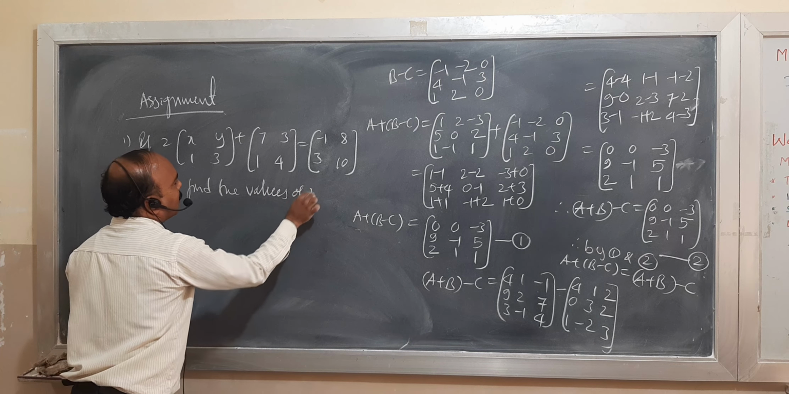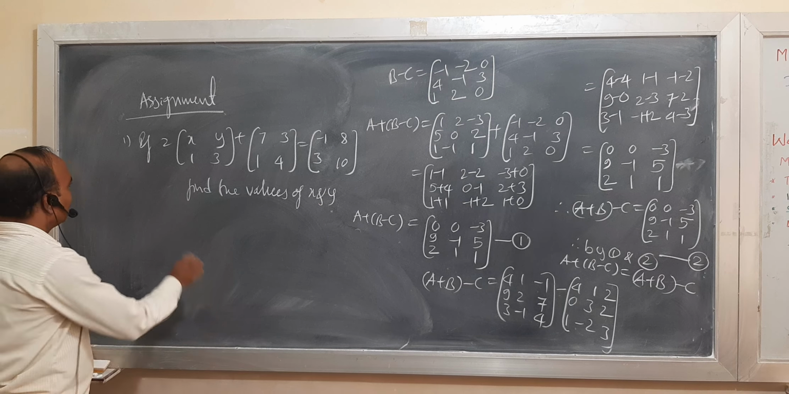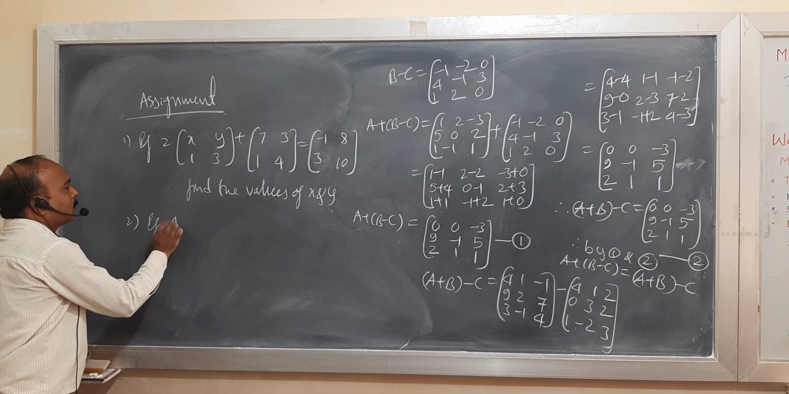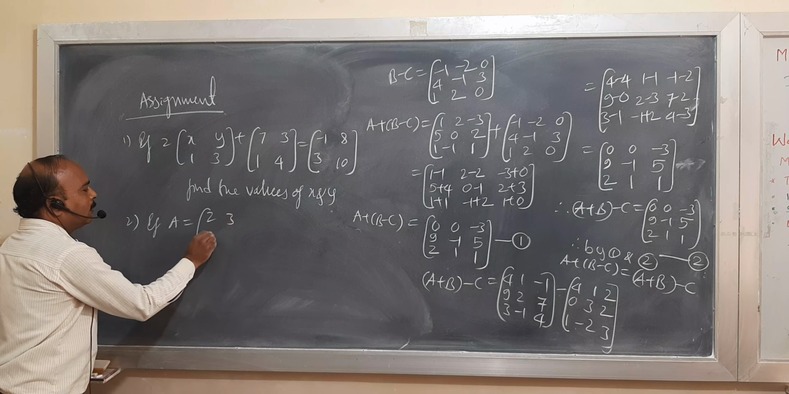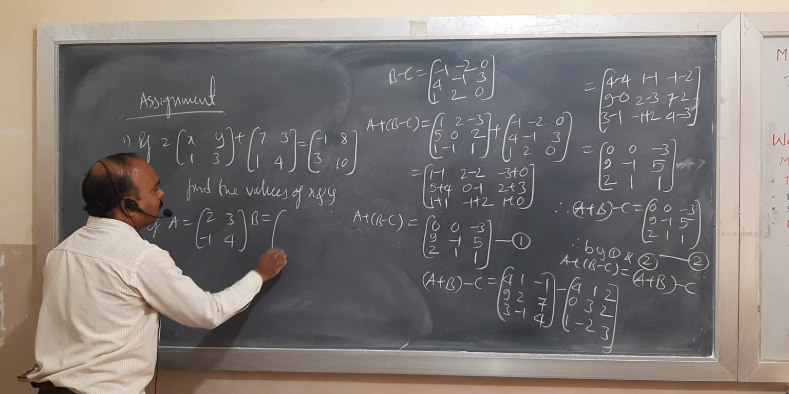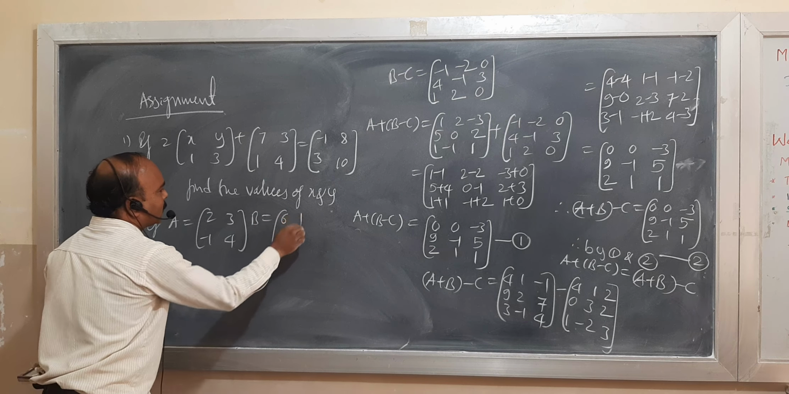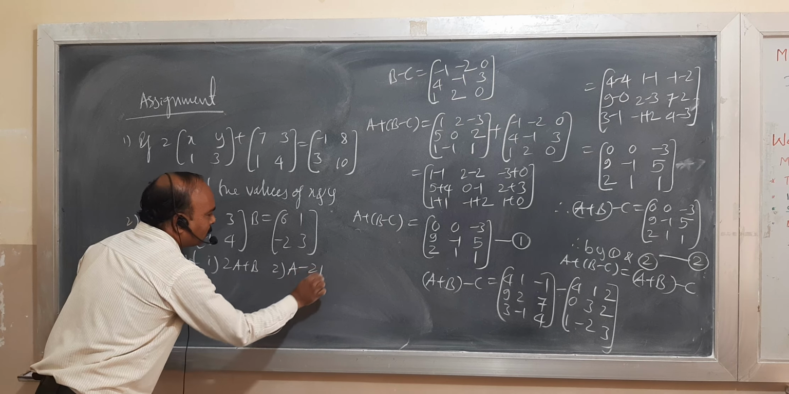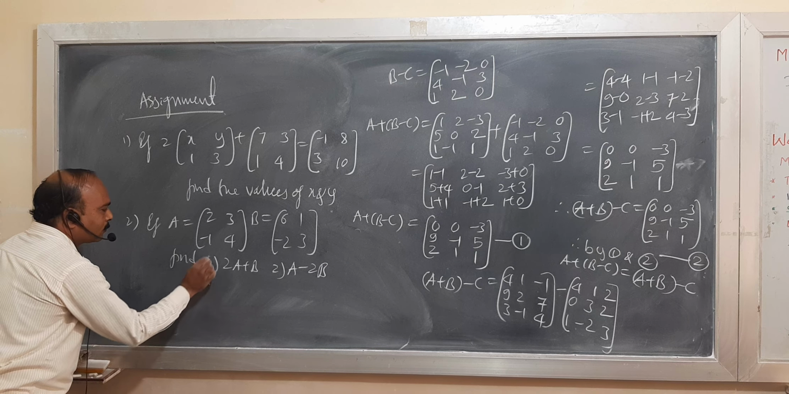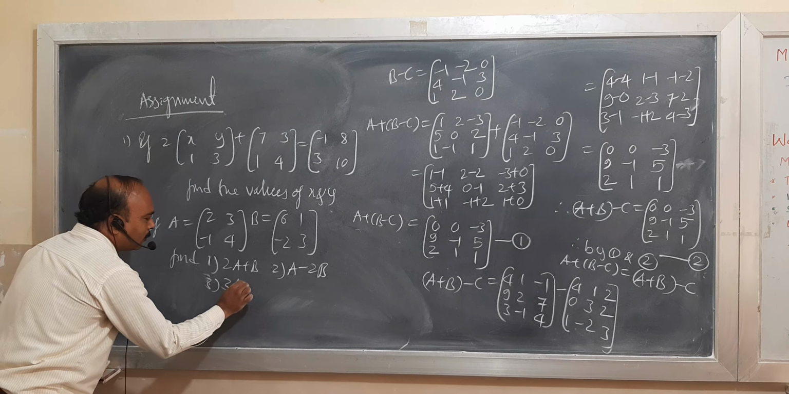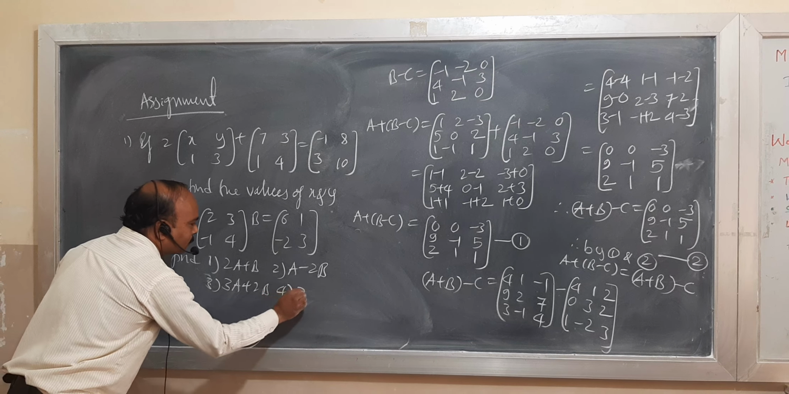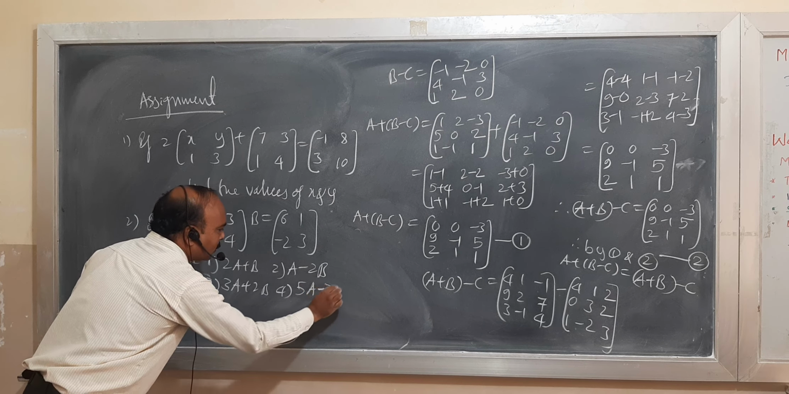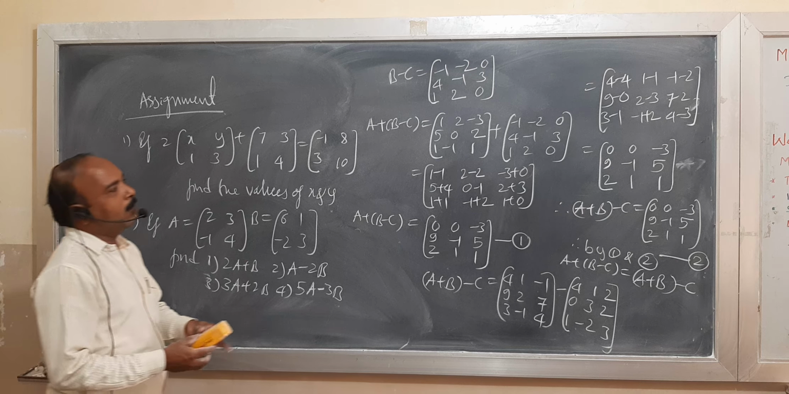Second one, if A equal to 2, 3, minus 1, 4, B equal to 6, 1, minus 2, 3, find first one 2A plus B, second A minus 2B, third 3A plus 2B, fourth one 5A minus 3B. Next, I'll give a similar one, 5 marks question.